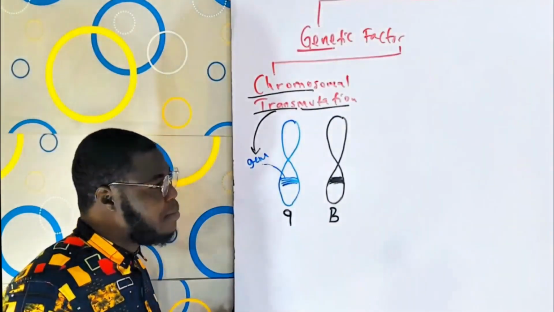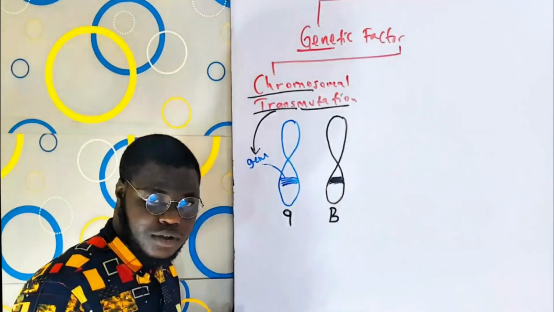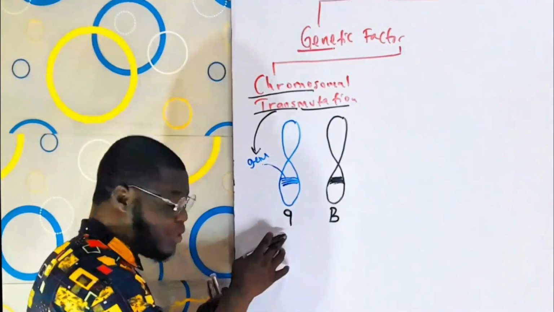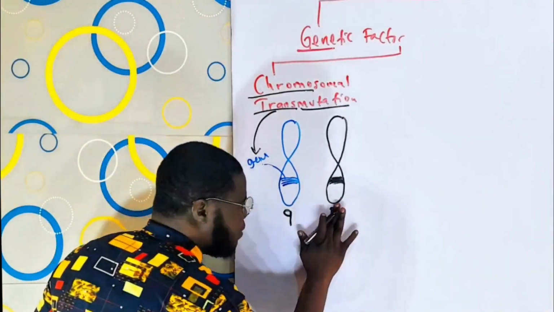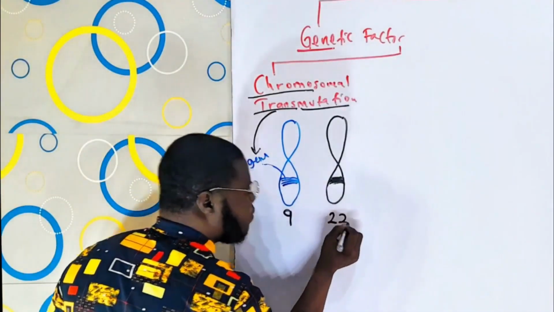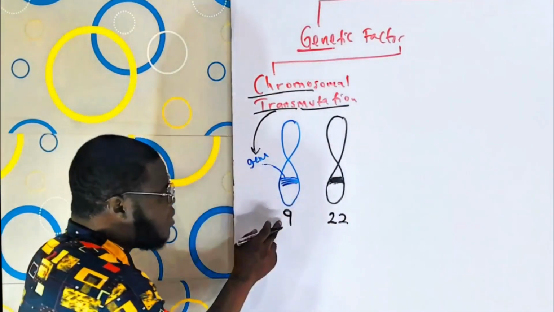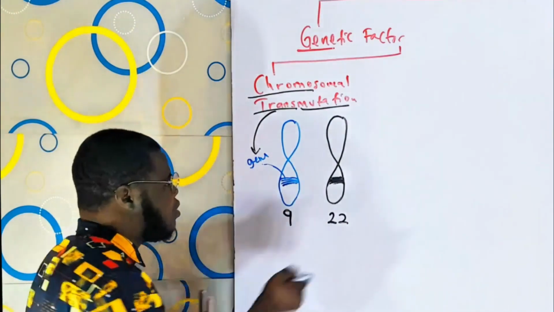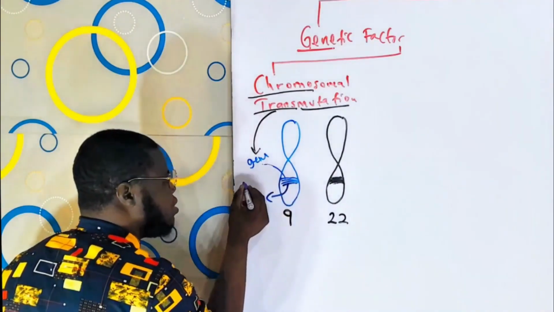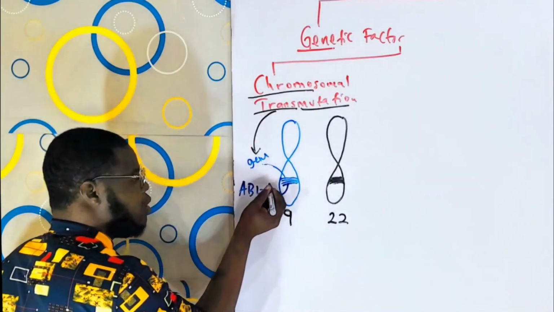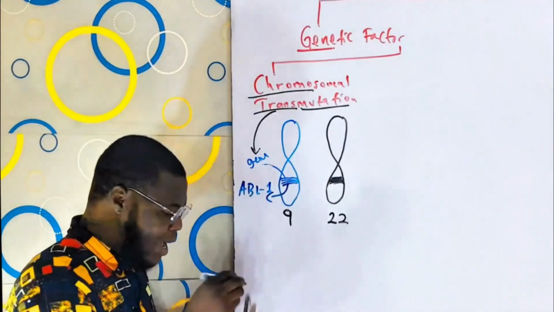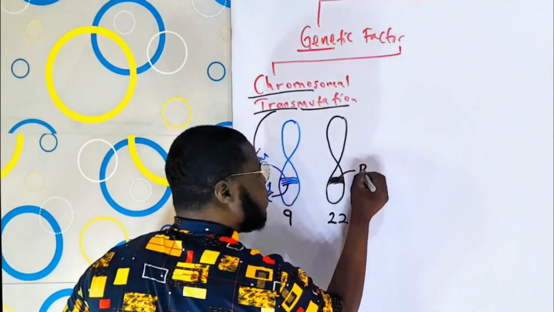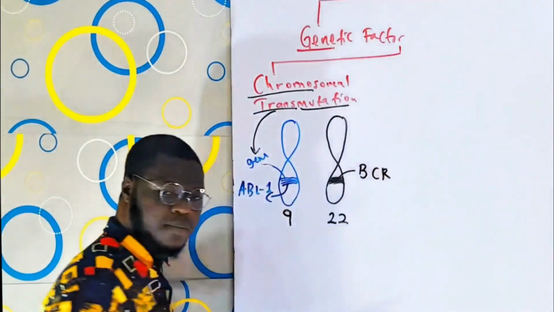So we said it can be myeloid in origin or lymphoid in origin. Either of these cells, inside their nucleus, their DNA, they have this chromosome 9. And this B happens to be chromosome 22. Inside this chromosome 9, we have a certain gene. Its name is the ABL1 gene. And inside the chromosome 22, this is called the BCR gene.